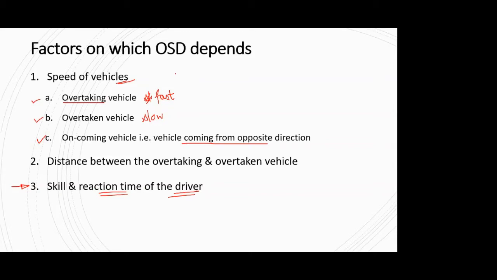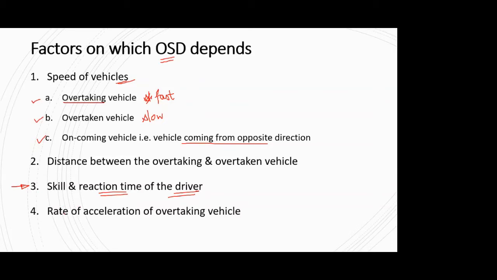Suppose a driver is very new to driving a four-wheeler and he or she has just recently taken the vehicle onto the road and started driving. So for that kind of a driver, the skills are not yet developed. So maybe that driver will require a more overtaking sight distance to complete the operation safely, against a driver who is very skilled and has experience of 15 to 20 years driving all kinds of vehicles. So that's another factor.